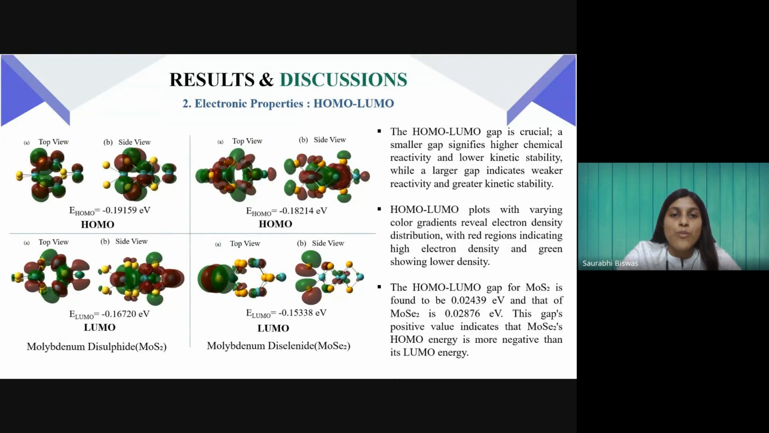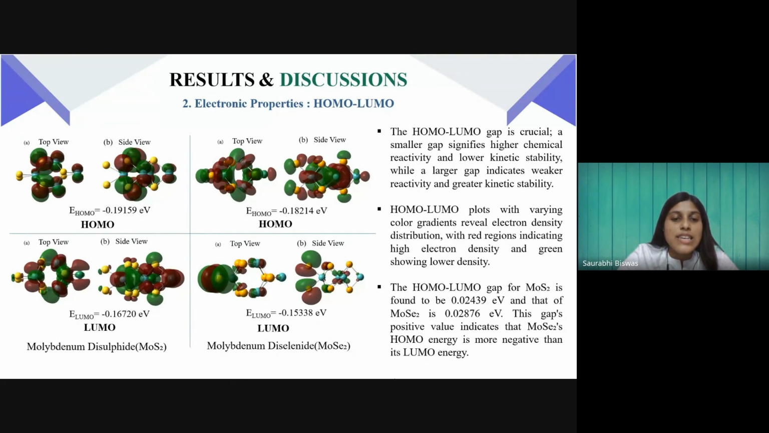Next, coming to the HOMO-LUMO. HOMO stands for the highest occupied molecular orbital and LUMO stands for the lowest unoccupied molecular orbital. Under each image, the corresponding HOMO-LUMO energies are mentioned. From these energies, we have calculated the corresponding HOMO-LUMO gap. For MoS2, the gap is approximately 0.024 electron volts, and in case of MoSe2, it is 0.029 electron volts. By convention, a smaller gap signifies higher chemical reactivity but lower kinetic stability, whereas a larger gap signifies weaker reactivity and greater kinetic stability.